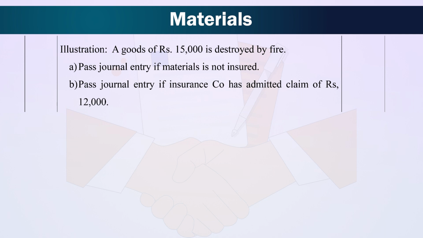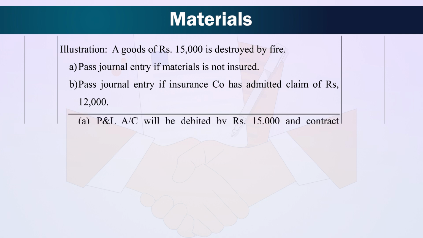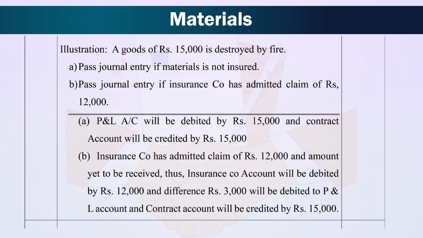Let us understand the journal entry for the first part. For the first part, the entry will be profit and loss account will be debited by rupees 15,000 and contract account will be credited by rupees 15,000. For the second part, insurance company has admitted claim of rupees 12,000 and the amount is yet to be received. Thus, insurance company account will be debited by rupees 12,000 and the difference, rupees 3,000, will be debited to profit and loss account, and contract account will be credited by rupees 15,000.